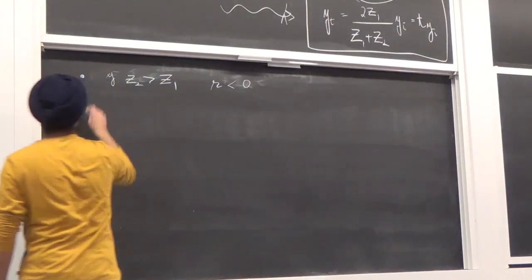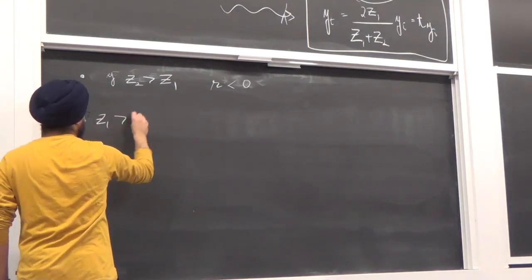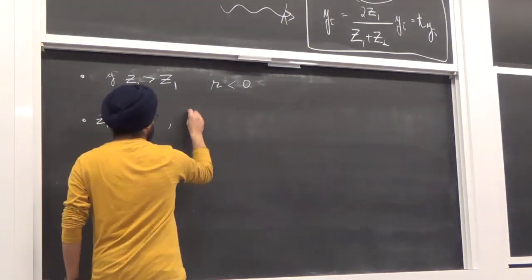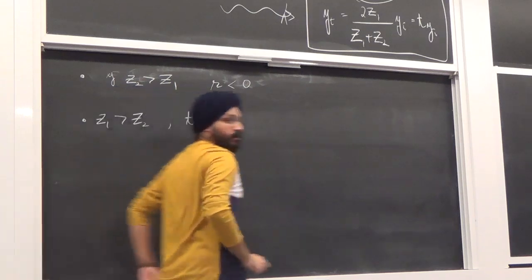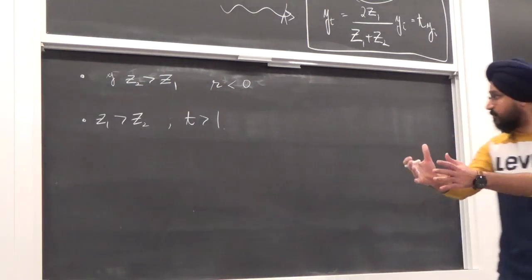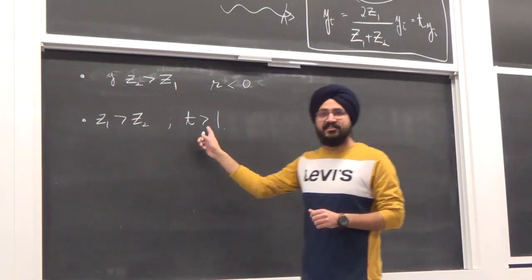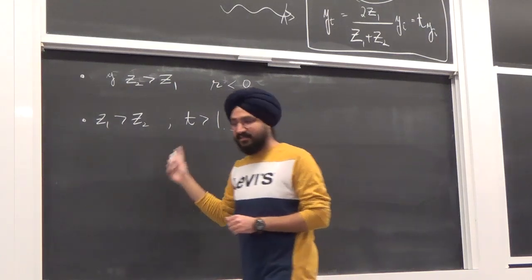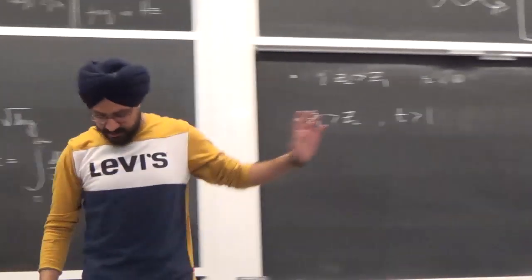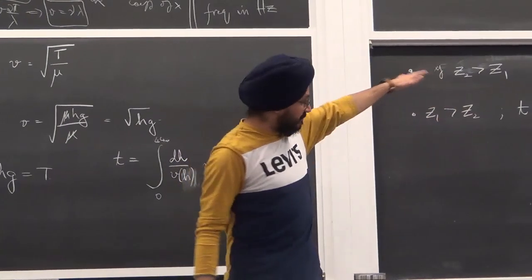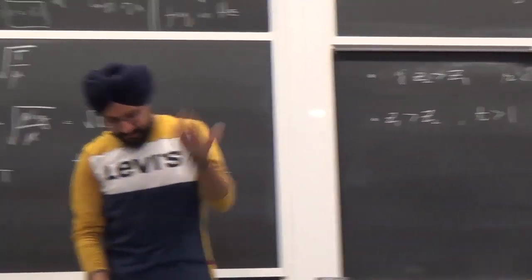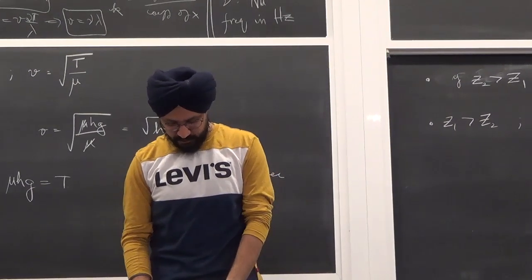Also, you should note, if Z1 is more than Z2, then the transmission coefficient is more than one. So if you're going from a denser to a rarer medium, the amplitude of the transmitted wave increases. And this will be important. Okay? This is not violating energy conservation. We'll talk about this in a few classes. But this phase flipping is important, and this amplification is important.